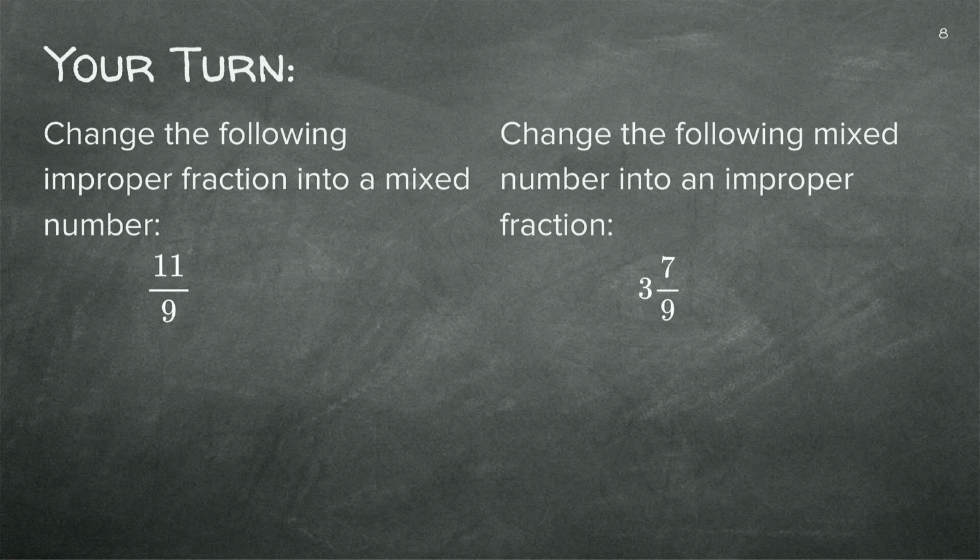So one way to do this would be to say it's 9 over 9 plus, what is 11 minus 9? It is 2, plus 2 over 9. So it is 1 and 2 over 9. Okay, I hope you've got that one correct. And now we're going to change the mixed number into an improper fraction. So quickly, 3 times 9 is 27, plus 7 is 34 over 9.